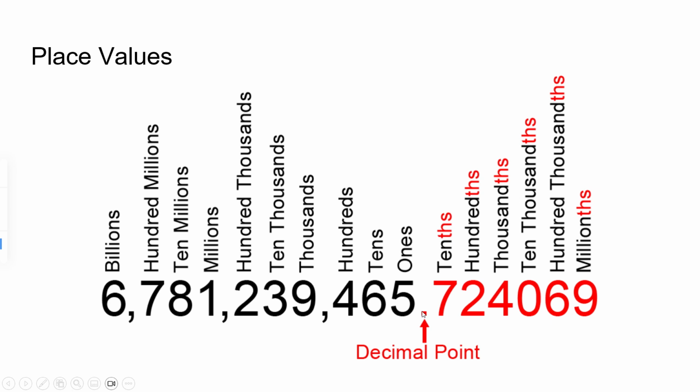But on the other side of the decimal point, we have the tenths place. So tenths, T-H-S, is added as the ending here to indicate that it's on the right side of the decimal. So tenths, hundredths, thousandths, ten-thousandths, and so forth.